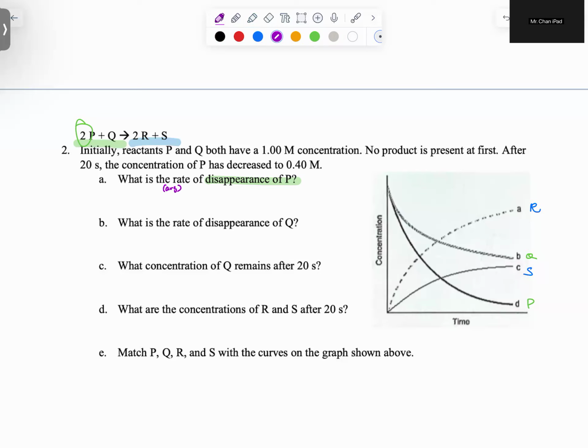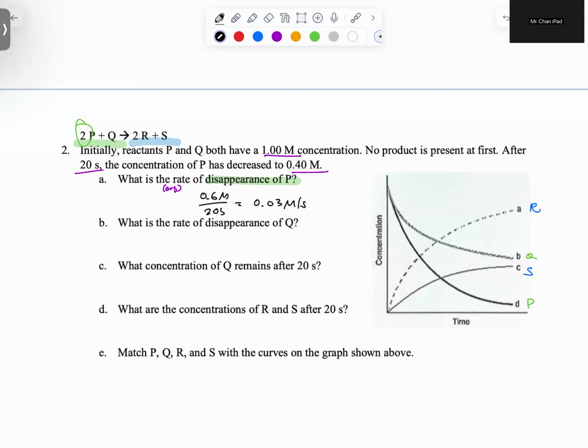Okay, that is, it started with 1 molar, and then it goes down to 0.4 molar, over 20 seconds. So the calculation would be 1 minus 0.4, which is 0.6 molar, divided by 20 seconds, and so 0.6 divided by 20 is going to be 0.03 molar per second. Okay? 0.03 molar per second.